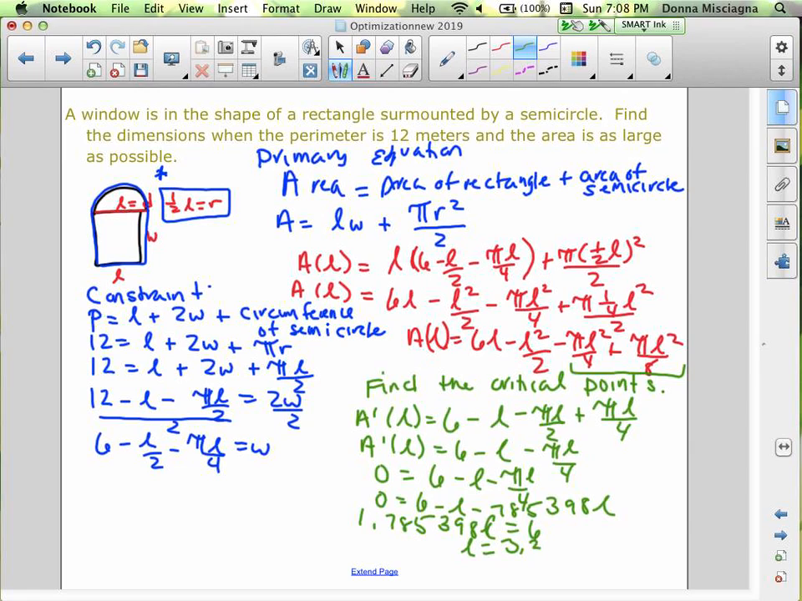3.360595. I have to lean over to the calculator, which is on the table. There we go. All right, so that's our critical value right there.